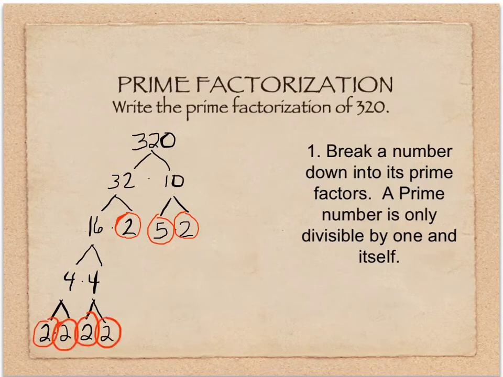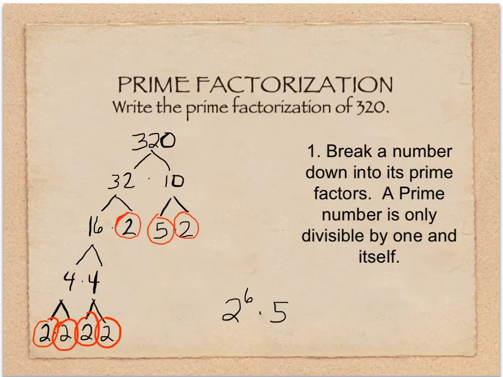So I'm going to gather those prime numbers up. I have 1, 2, 3, 4, 5, 6 2's, which I can write as 2 to the 6th power, and I have 1 5. So I have 2 to the 6th power times 5.